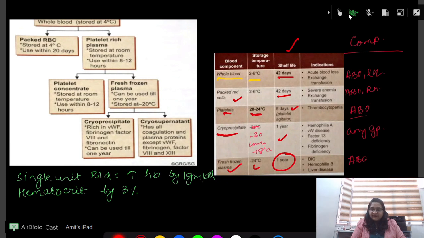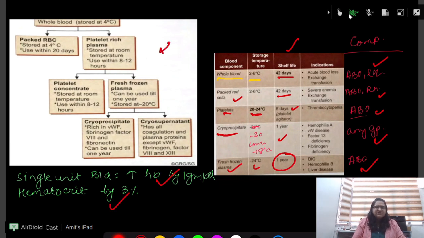Next, for whole blood, you require ABO compatibility and Rh compatibility. For packed red blood cells, ABO and Rh compatibility is needed. For platelets, only ABO compatibility is needed. Cryoprecipitate can be given of any group, so no compatibility is needed. For fresh frozen plasma, again ABO is needed. Okay, now a single unit of blood transfusion will raise the hemoglobin by 1 gram per deciliter and hematocrit by 3%.